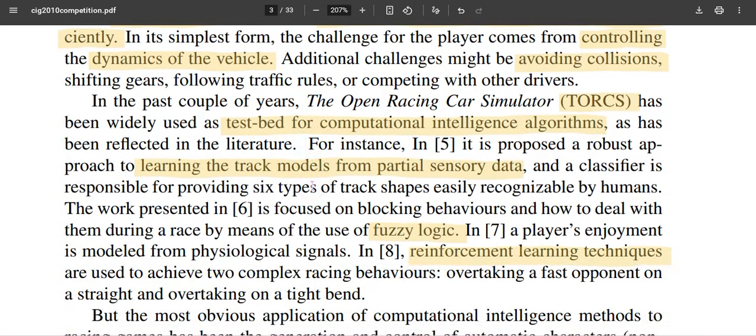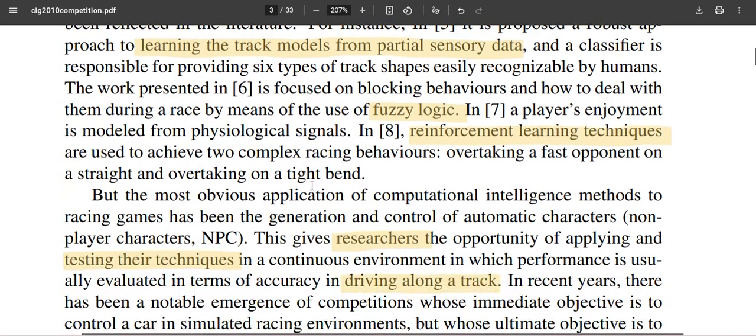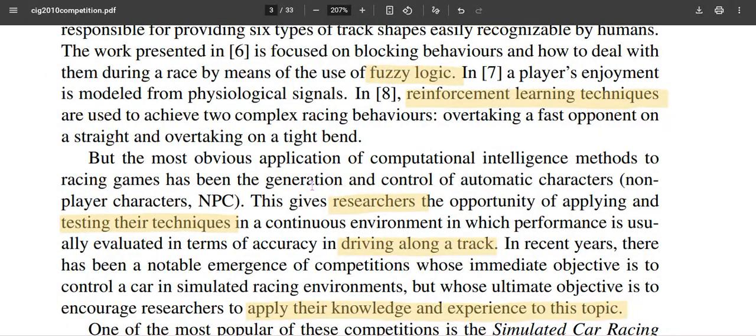In TORCS, usually the track models are not given explicitly. They have to be learned through partial sensory data, which we will describe in section 2. Over the past few years, these car racing games have again become a test bed to implement many computational intelligence algorithms based on fuzzy logic. Some of the learning techniques come from reinforcement learning, and researchers have put much effort into testing their techniques in driving along this track, particularly using the TORCS simulator.